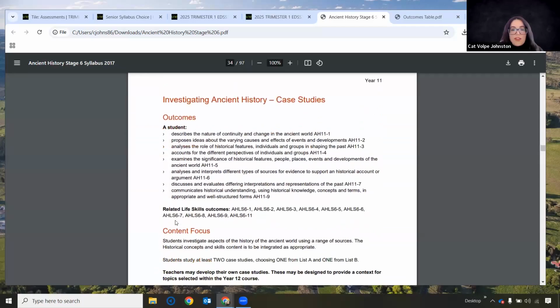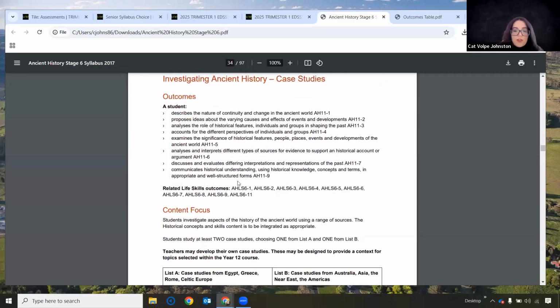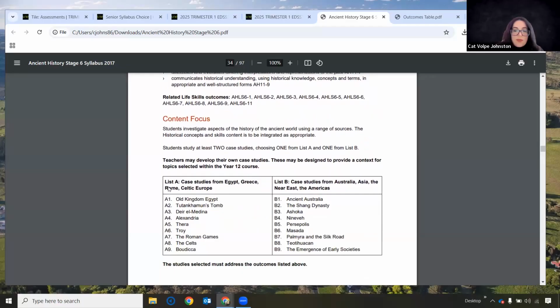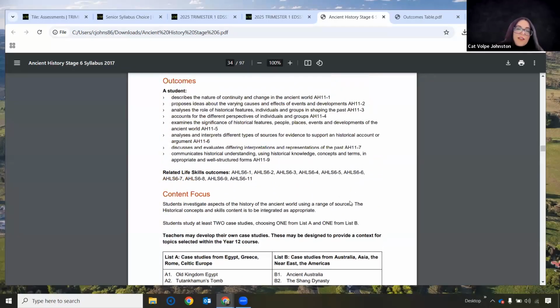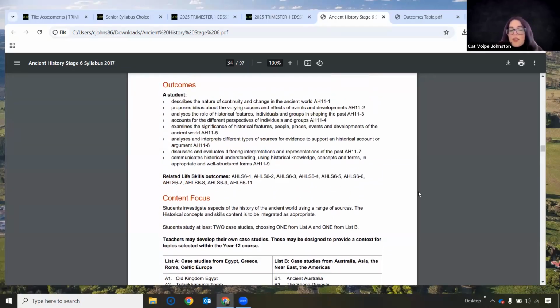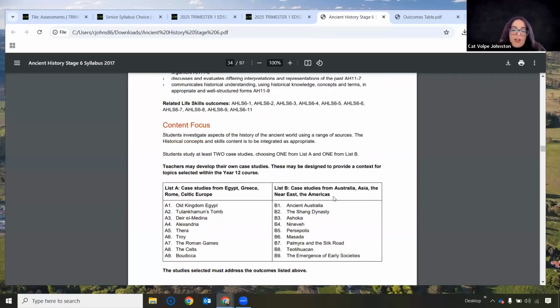And then we've got the case studies, remembering that one needs to be from that top section of options and then one from the other one. And these are the outcomes for the case studies. So these are the example, list A and list B. You need to have one from list A, one from list B. But in both cases, these are the outcomes that are addressed, okay? Now, remembering back to the case studies and also investigating ancient history, that's 60 hours.